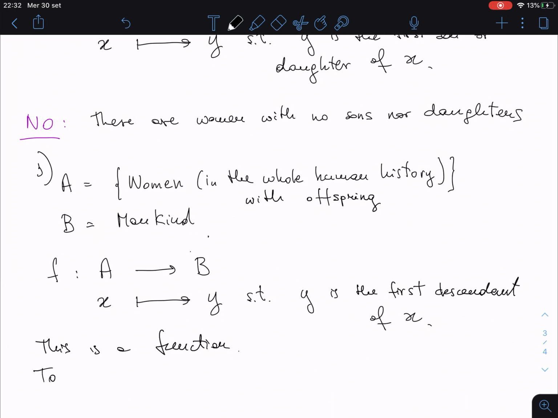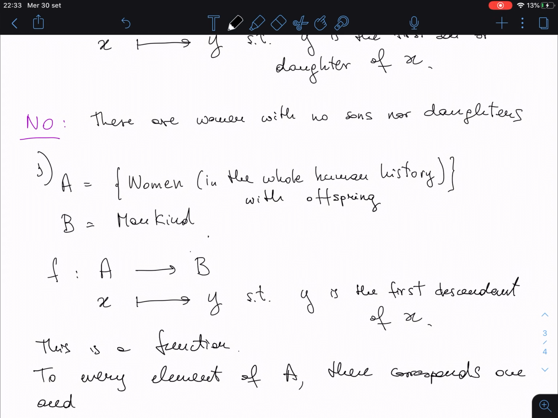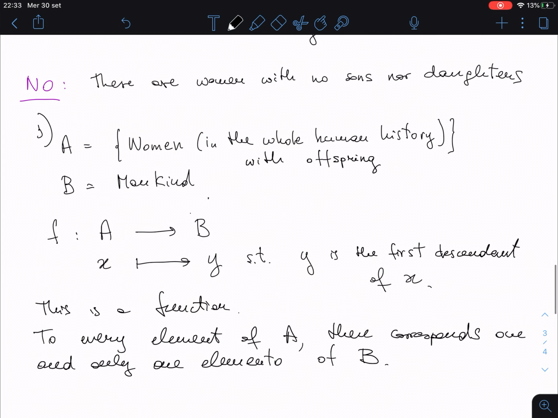Because to every element of A, there corresponds one and only one element of B. Okay? And this is all.